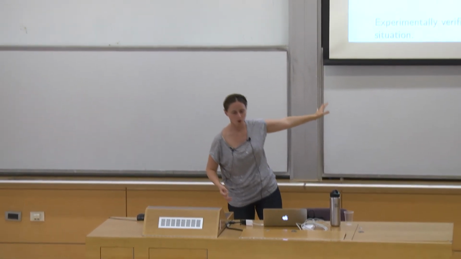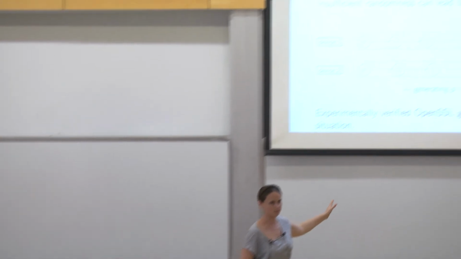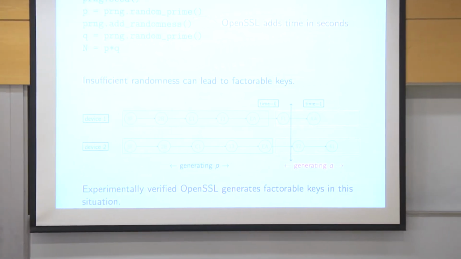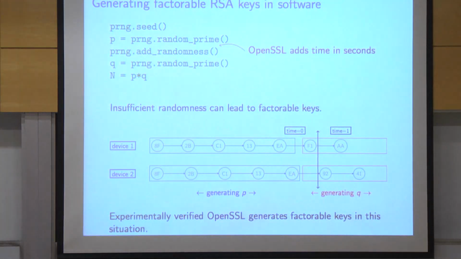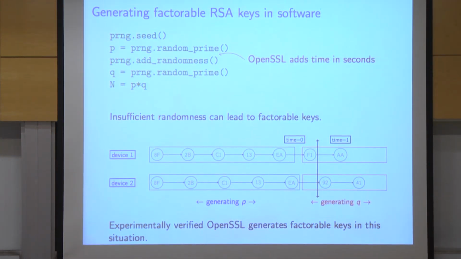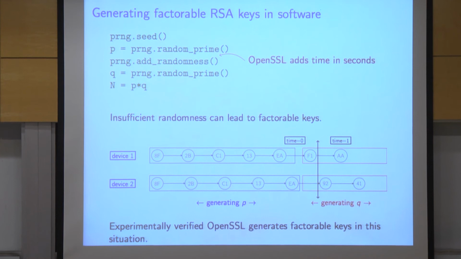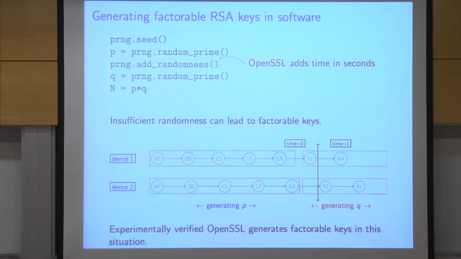So we experimentally verified that OpenSSL can generate factorable keys in exactly the situation where you fix all of the entropy sources except for the addition of the time in seconds, and simulate a resource-constrained device that has nothing else running, just this.